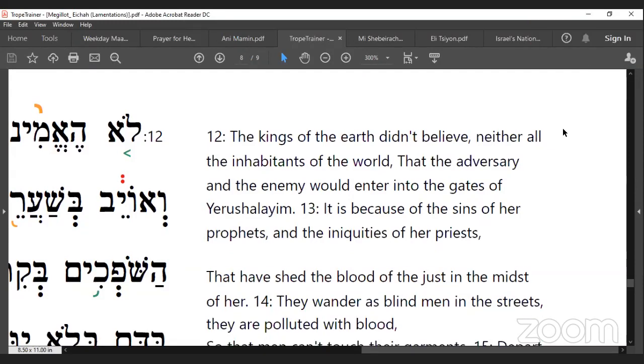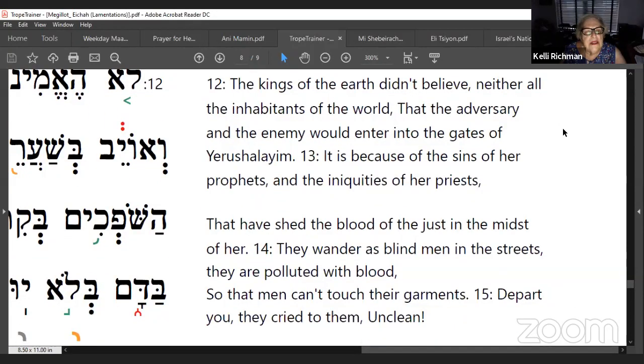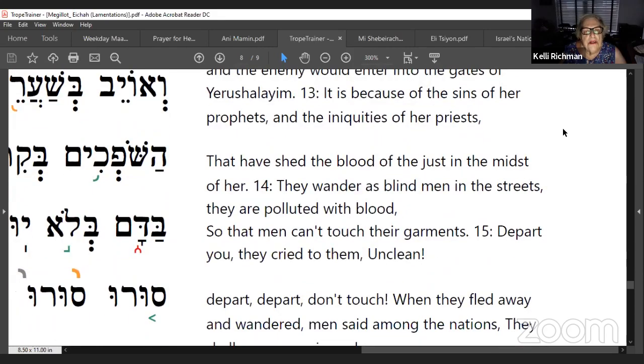The kings of the earth didn't believe, neither all the inhabitants of the world, that the adversary and the enemy would enter into the gates of Jerusalem. It is because of the sins of her prophets and the iniquities of her priests that they shed the blood of the just in the midst of her. They wander as blind men in the streets. They are polluted with blood, so that men can't touch their garments. Depart you, they cried unto them, unclean.